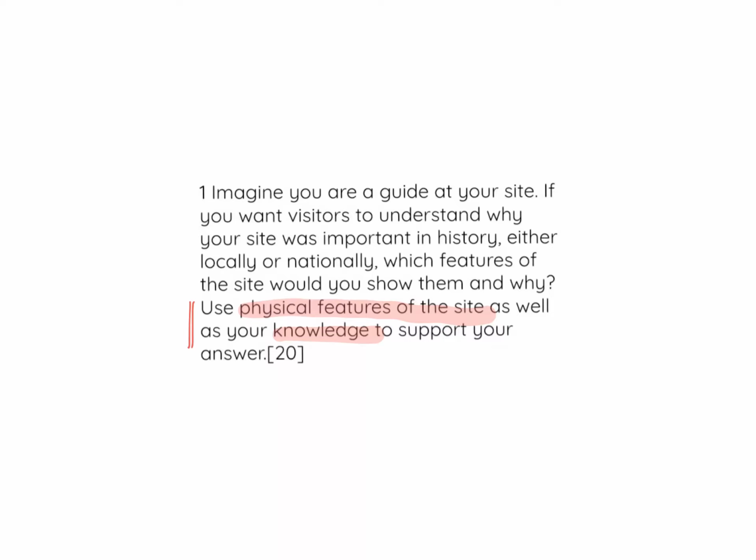Imagine you are a guide at your site. If you want visitors to understand why your site was important in history, either locally or nationally, which features of the site would you show them and why? So I'm going to dissect these keywords. So here we've got important. So there we're thinking about the significance of what we've been learning about. Meaning why are things important?